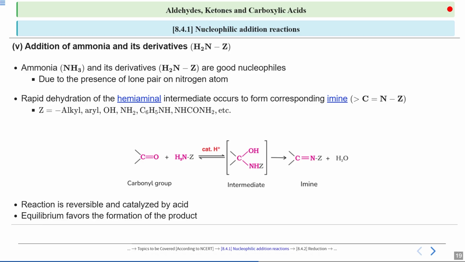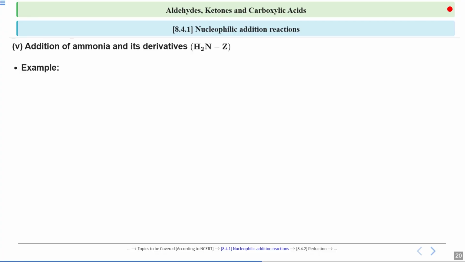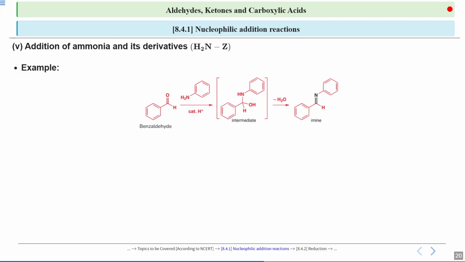Why? Because the imine is more stable than the intermediate. The intermediate, which is hemiaminal, is quite unstable, but imine is quite stable. So because imine is quite stable, the equilibrium tends to favor the formation of imine product. So now we will see an example. Here you see benzaldehyde, which is an aldehyde. When it reacts with ammonia or a derivative in the presence of an acid, you get a hemiaminal intermediate. Further, there is loss of water. It undergoes dehydration and forms a stable imine, which has C double bond N over here.